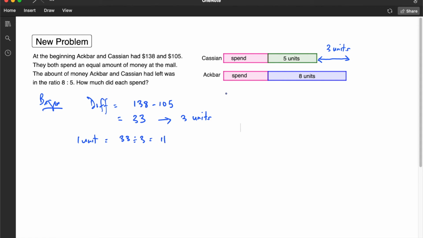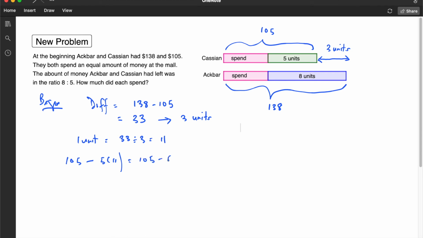So the question is, how much did each spend? So we know that from the question, this is 105 at the beginning before the spending, right? We can make use of these, or we can make use of Akbar's money, which is 138, to arrive at the answer. I'll show you both, right? So if you were to make use of 105, then the amount spent will be 105 minus 5 times 11, 5 units, right? So this is 105 minus 55 equal to 50, right?